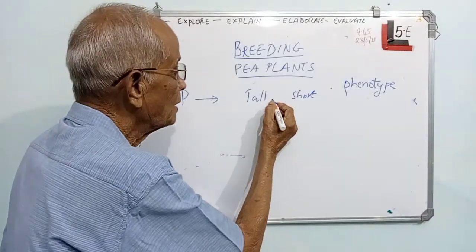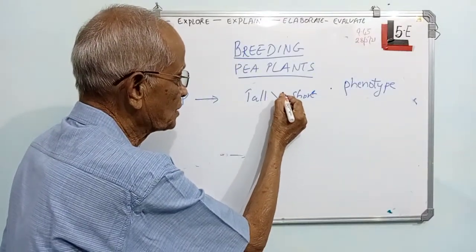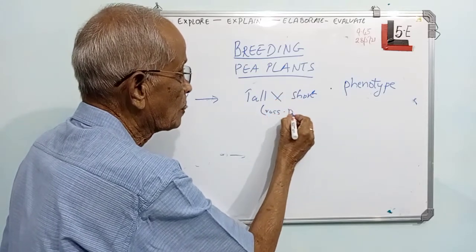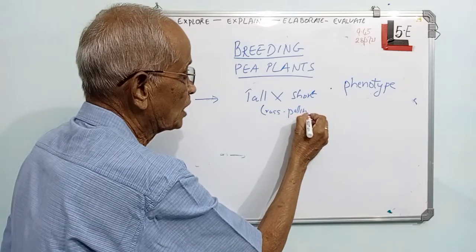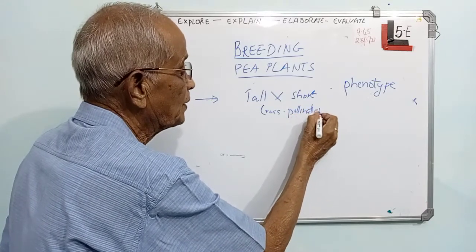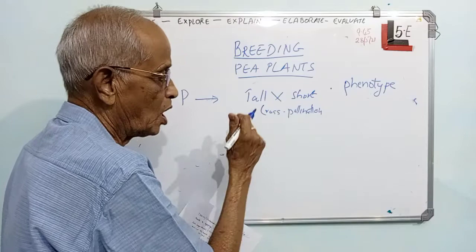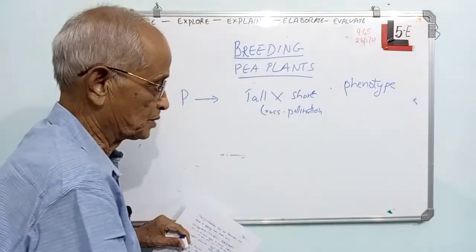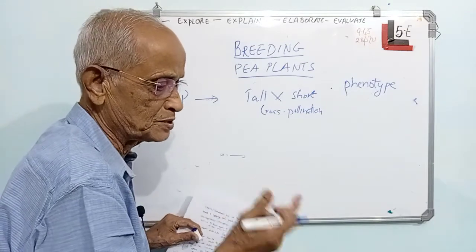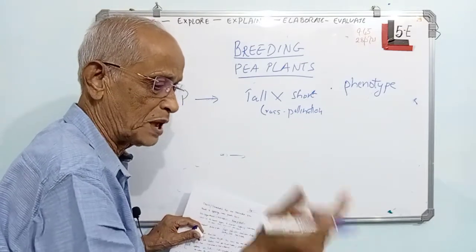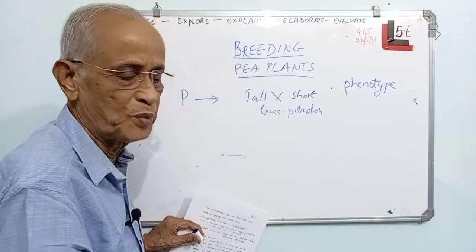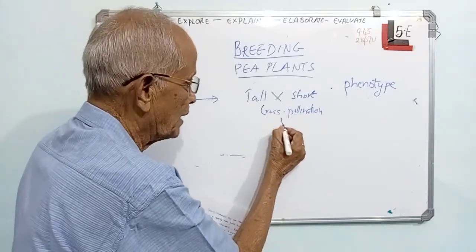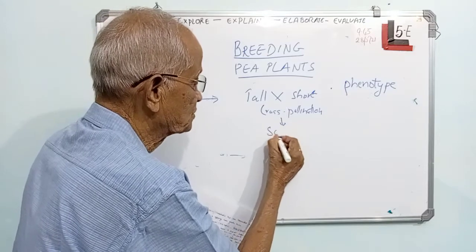Now then he made a cross-pollination. I think by this time you know cross-pollination refers to the transfer of pollen of one plant to the other plant. That's called cross-pollination. If the pollination happens in the same flower or in the same plant, it is called self-pollination. So first time he made the cross-pollination, then he collected seeds.